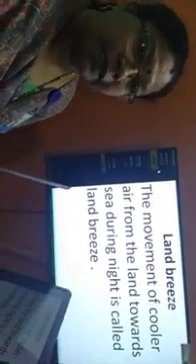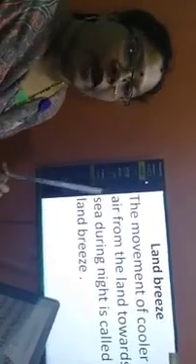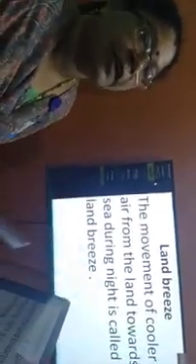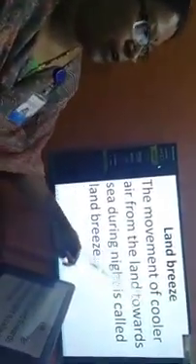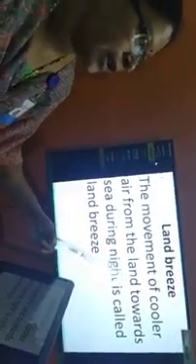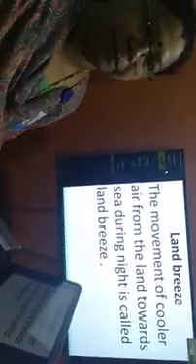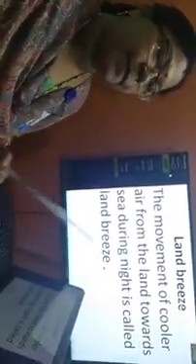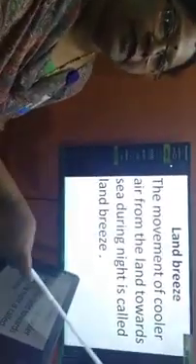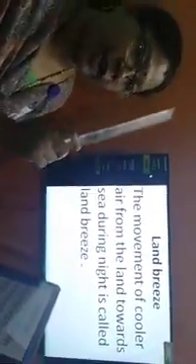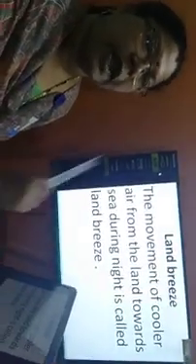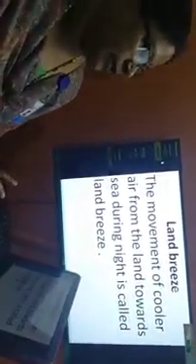So what happens? The cold air from the land moves towards the sea. That is what is given. The colder air from the land moves towards the sea. So during daytime, colder air from the sea moves towards the land, and during night, colder air from the land moves towards the sea. This is known as land breeze.